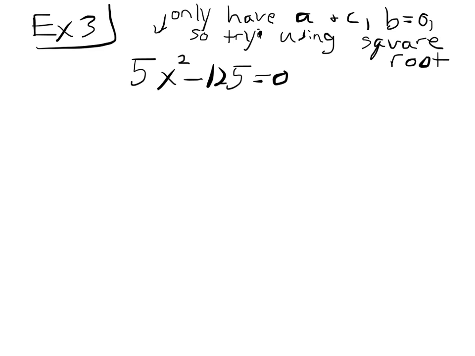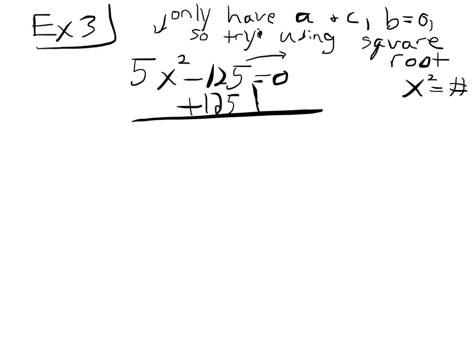And in order to use this square root, we need it to be in the form x squared is equal to a number. Okay. So how do we get this to be x squared equals a number? Well, we need to move this 125 to the other side. To move a negative 125 to the other side, I need to add 125. Whatever I do to one side, I have to do to the other. That leaves me with 5x squared is equal to 125.